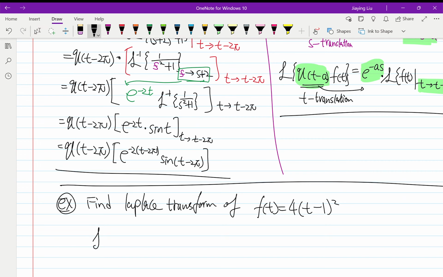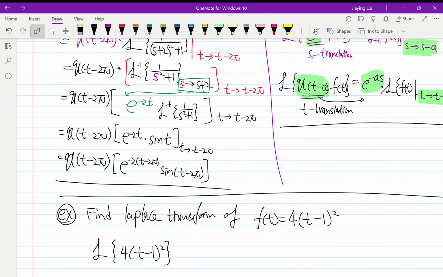So we're finding the Laplace transform of 4 t minus 1 squared. So we don't have an e to the at there. So no. Is it a t translation? Does it have a Heaviside function attached to it? No, right? So in order to do a T translation, we need to have the U there, the U of t minus a. We don't have that, because here we just have 4 times t minus 1 squared. This is like f of t minus 1, but that's not enough. We don't have this U of t minus 1. If we had that as part of it, then we could use it, but we don't. So no, we cannot use the t-translation.